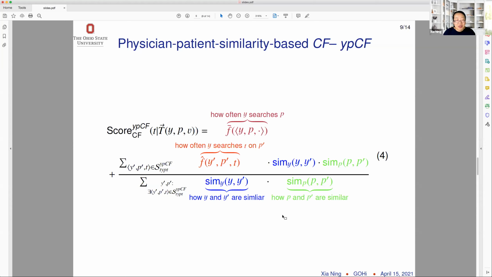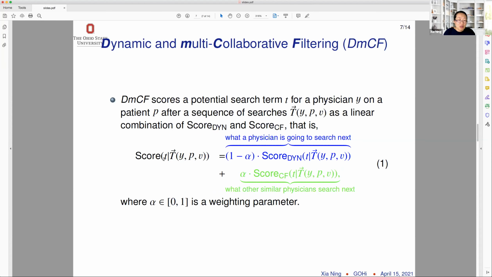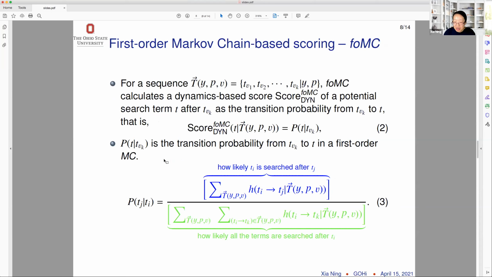So here, again, the idea is we look at similar physicians and similar patients, and we look at what kind of search terms those similar physicians have searched on similar patients, and use their frequencies as a way to score the next possible search term T. And this second big term is nothing but the search term frequency from similar physicians over similar patients. By combining these two components, we give the next search term a score from the similar physicians and the similar patients. So this is the second idea. And in the end, we will combine these two scores together to give a next search term a possible score, and again sort them and recommend the top ones.